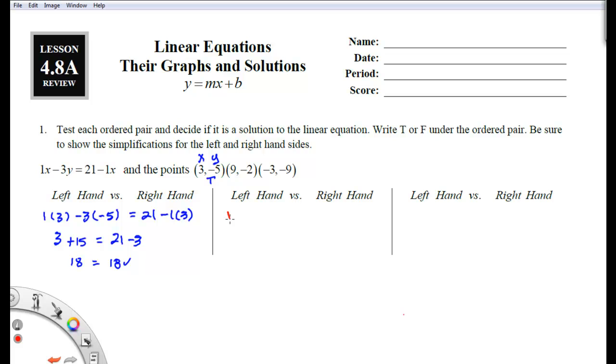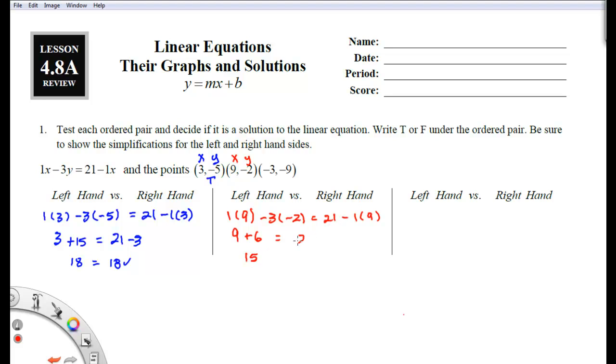We'll go ahead and use 1. Our x this time is 9. So 1 times 9 minus 3 times a negative 2, because the negative 2 is our y. And then I have equals 21 minus 1 times x, and x again is 9. So let's go ahead and simplify each side. Left-hand side first, so 1 times 9 is 9. And negative 3 times a negative 2 is a positive 6. So 9 plus 6 is 15.